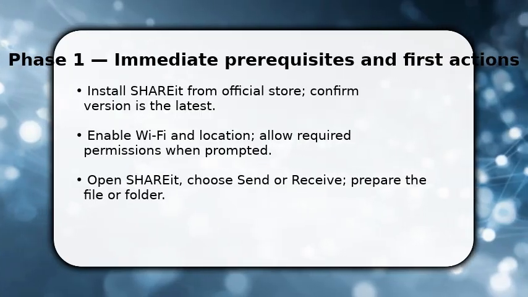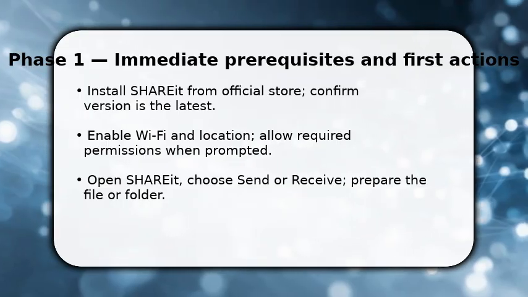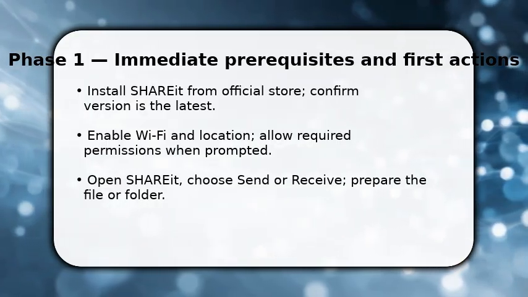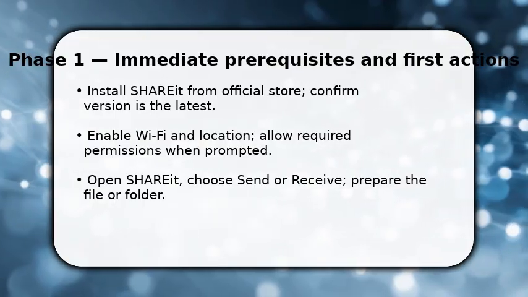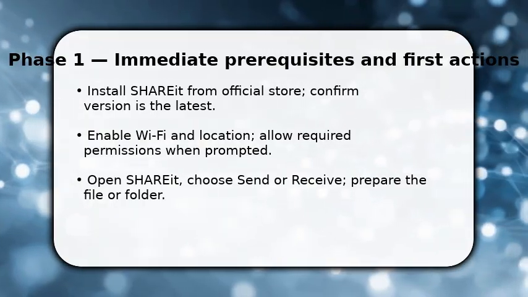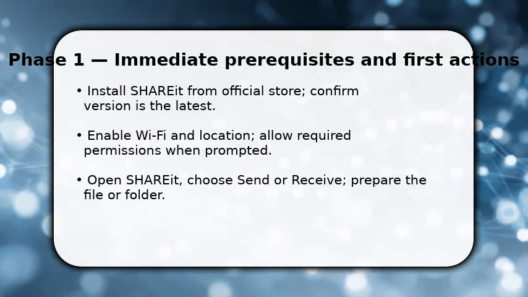You start by confirming prerequisites and taking the first steps. Install Shareit and grant Wi-Fi plus location permissions so device discovery works. Once done, open the app and choose Send or Receive. This is where the transfer mode is set.